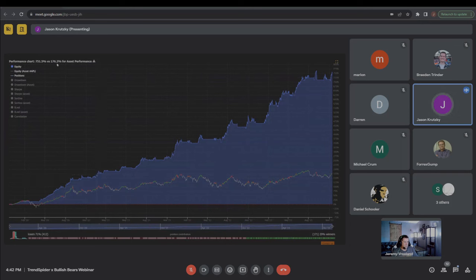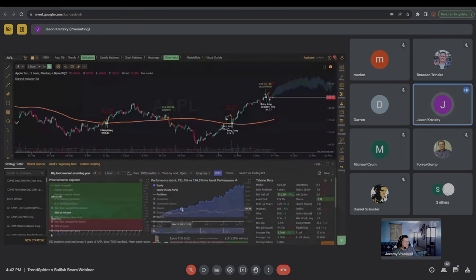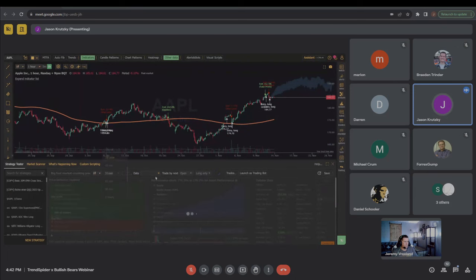751% return versus 176 for the asset on Apple. That's like a 4x return. Now, obviously, it's a bigger time frame, so it's a different style, but we're still taking quite a few trades. And ultimately, now we're at 4x return versus a 2x return. And so, of course, I'm still thinking, all right, that's pretty darn good. Can I make it better? Let's try a different time frame.